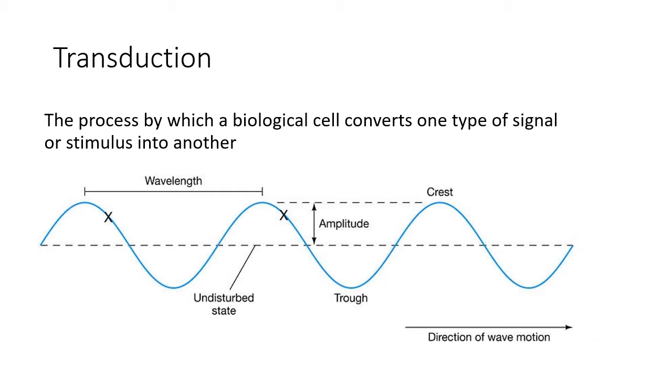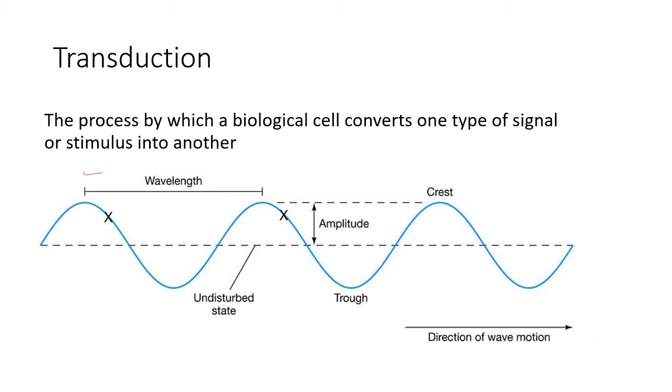We can't talk about vision and any of the senses actually without talking about transduction. So transduction, the definition of transduction, is the process by which biological cells convert one type of signal or stimulus into another. So vision, it comes in as this wavelength.